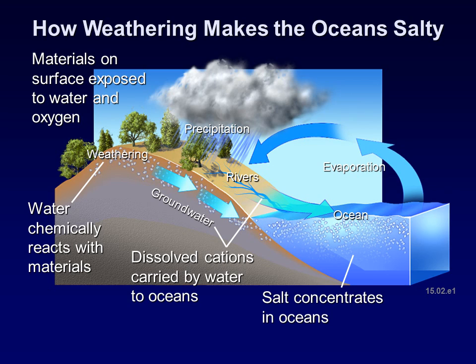The salt concentrates in the oceans, and as evaporation occurs, the water becomes even saltier, because as you evaporate off that steam, the salt does not evaporate. The salt or any minerals that are in it remain in the water. So it's just getting saltier over time.